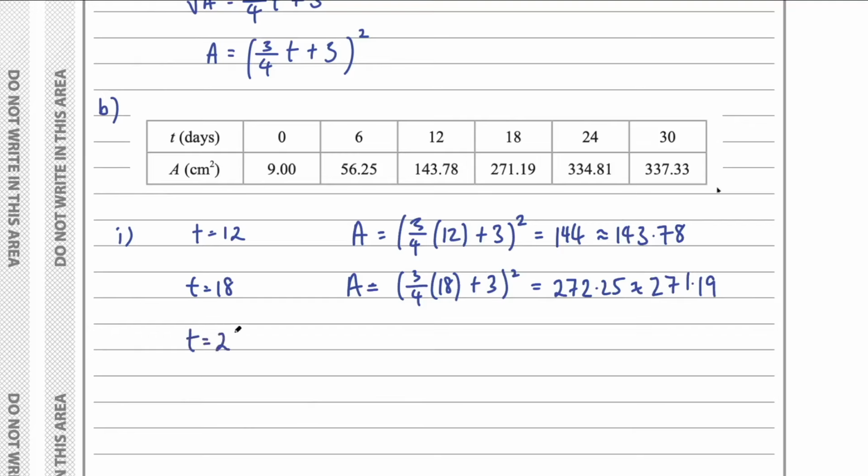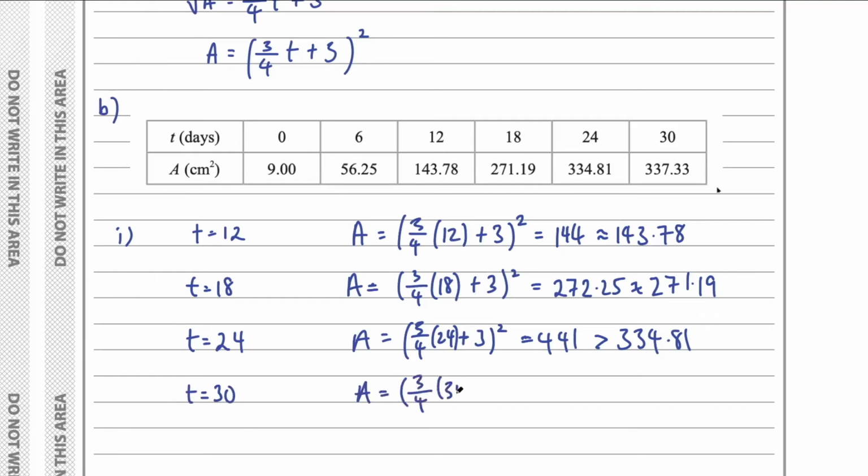Next one, t equal to 24. Area would be 3/4 times 24 plus 3. 24 divided by 4 is 6 times 3 is 18 plus 3 is 21. 21 squared is 441, which is not approximately equal to 334.81. So we could say it's greater than 334.81.